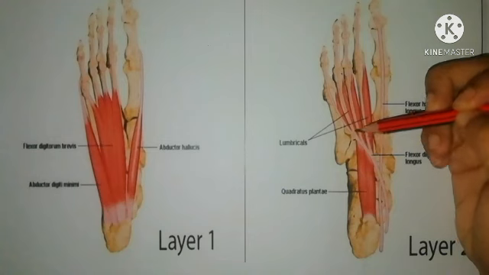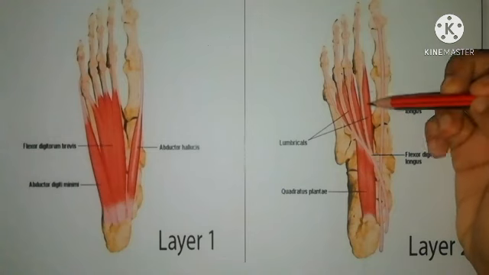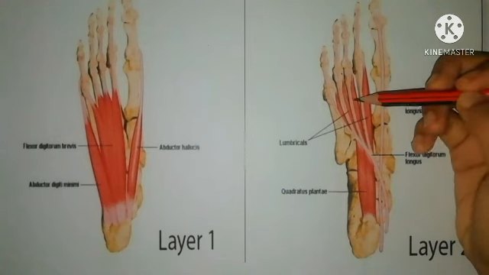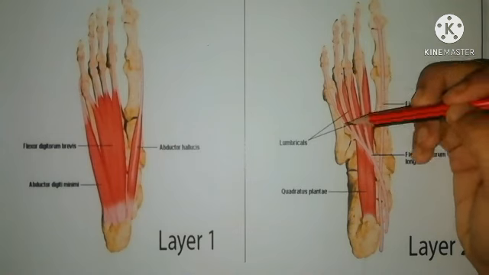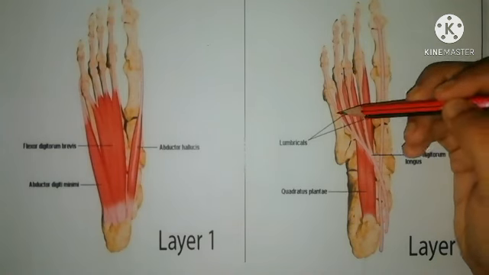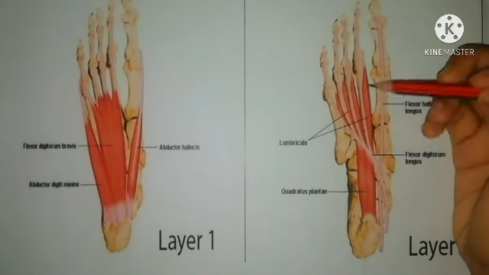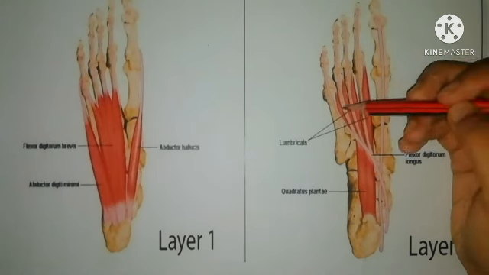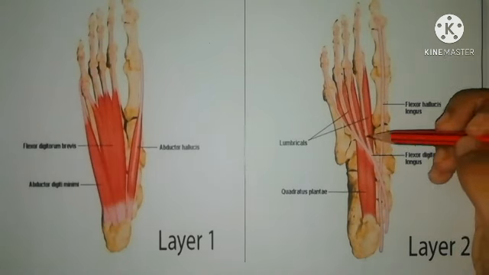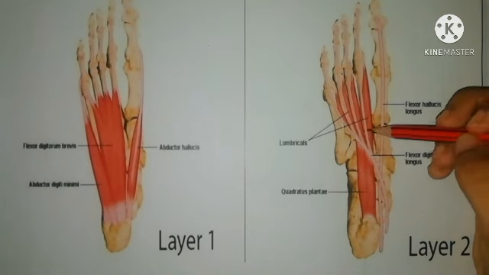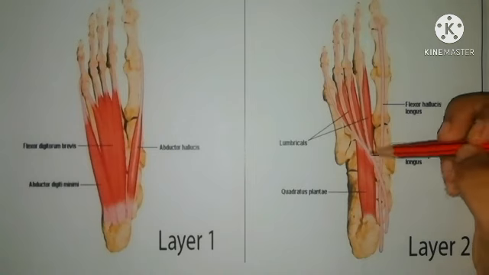Lumbricals, these are the muscles. There are 4 of them, the first, second, third and fourth from medial to the lateral side. First lumbrical is unipinnate and the others are bipinnate. The first lumbrical arises from the medial side of the first tendon of the flexor digitorum longus from here.